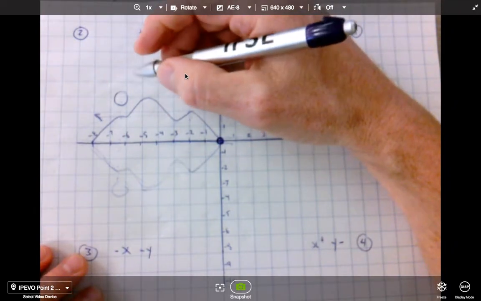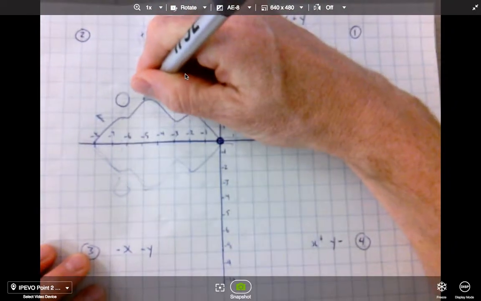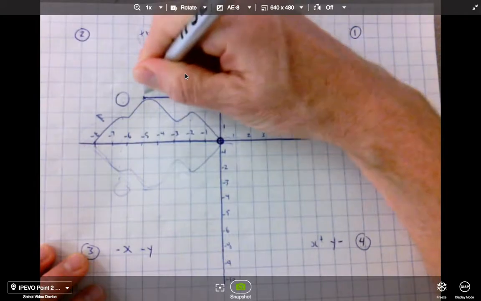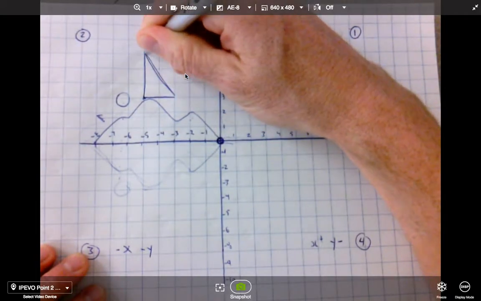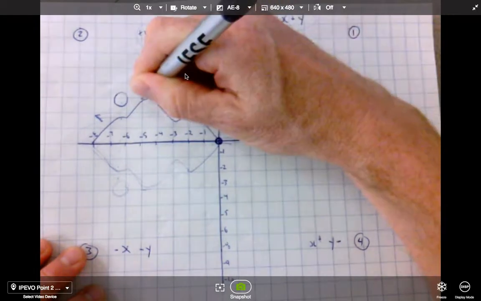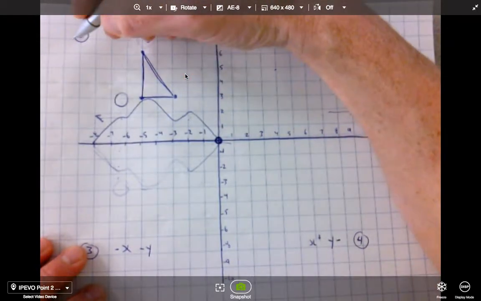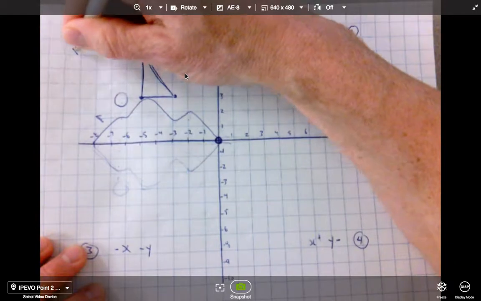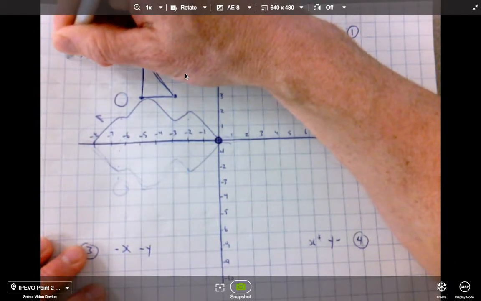Okay, anyway, let's draw this shape. We're going to draw this simple shape. And I'll share with you the coordinates if you need to know the coordinates. Our coordinates are, don't forget, x is always first and then y is always second.